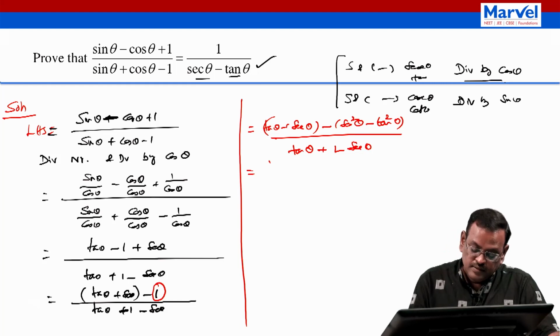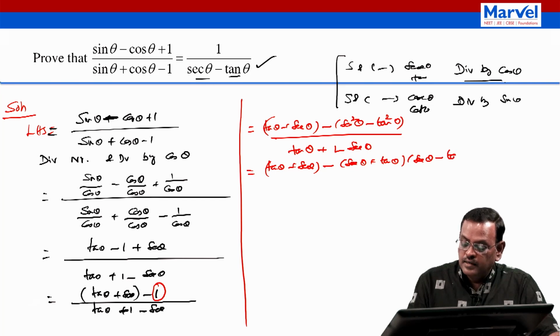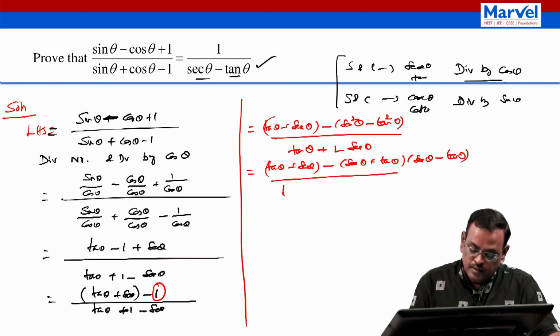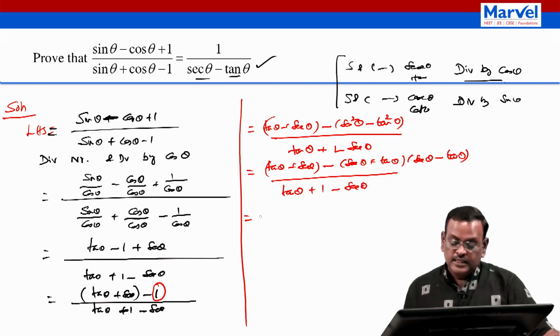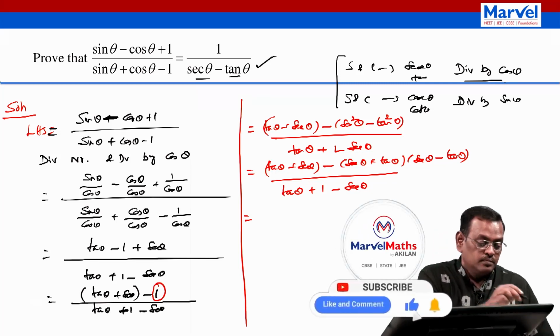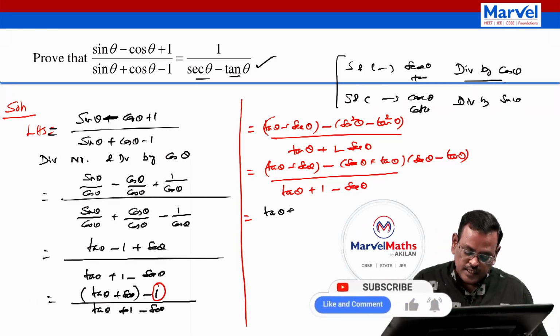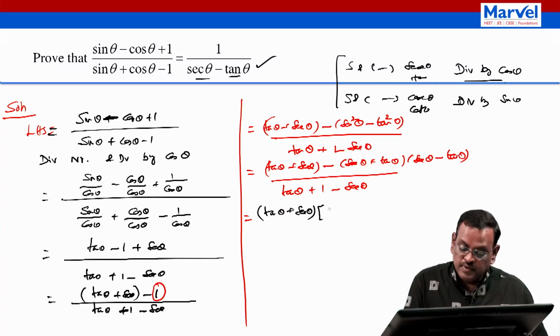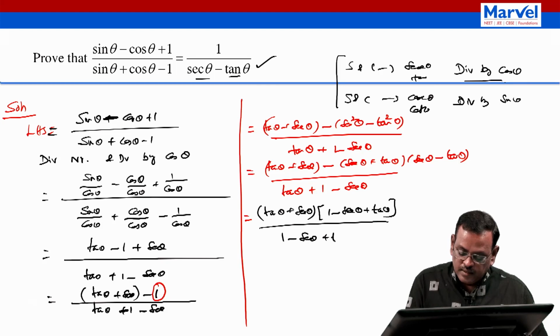Factorize the expression. Tan theta plus secant theta minus secant theta plus tan theta into secant theta minus tan theta by tan theta plus 1 minus secant theta. Take the common expression. What is the common expression? The common expression is tan theta plus secant theta. So the balance value is 1 minus secant theta plus tan theta by 1 minus secant theta plus tan theta. Both get cancelled.